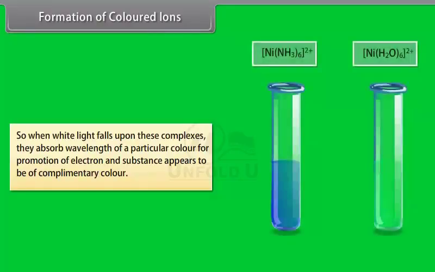So, when white light falls upon these complexes, they absorb wavelength of a particular color for promotion of electron, and substance appears to be of complementary color.